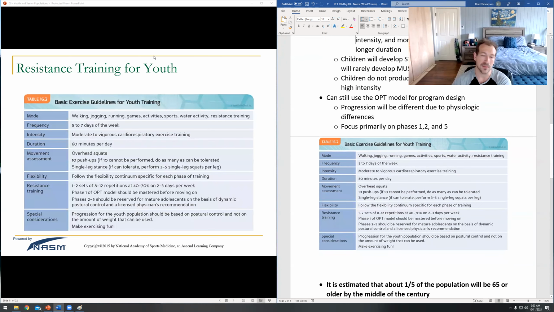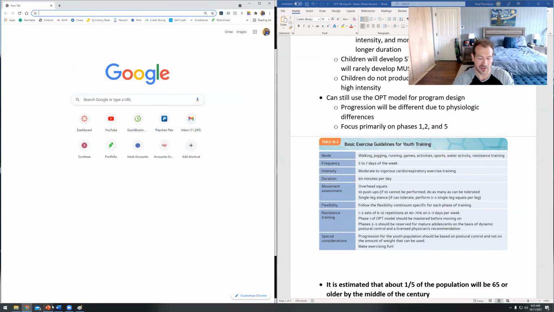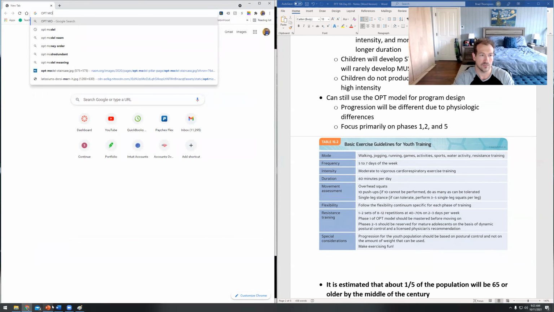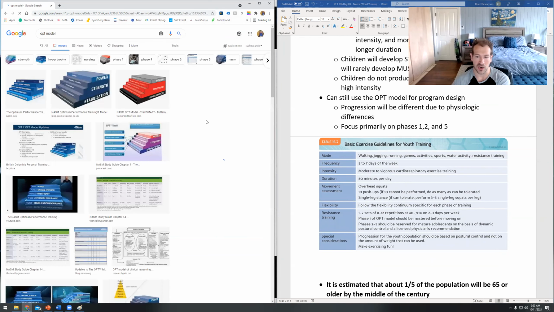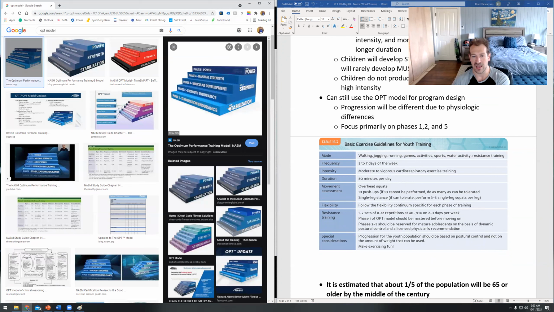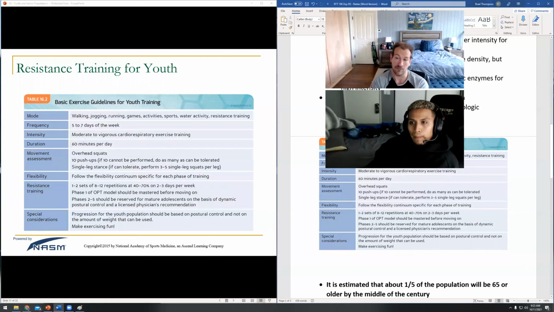So when it comes to using NASM's OPT model, which is that staircase, for the most part, we are going to keep kids in stabilization and strength endurance. We might do a little bit of power as well, which is actually very anaerobic, but we train it in sort of an aerobic fashion.